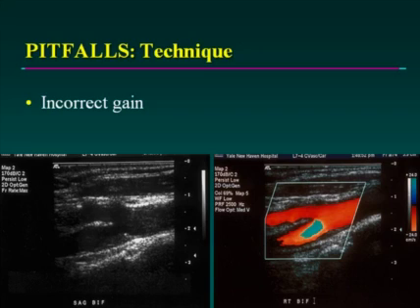Sometimes the gain can be adjusted too high. This is an example of that. This is gain that is adjusted way too high, but when shown in color Doppler, what appears to be plaque is clearly not present.